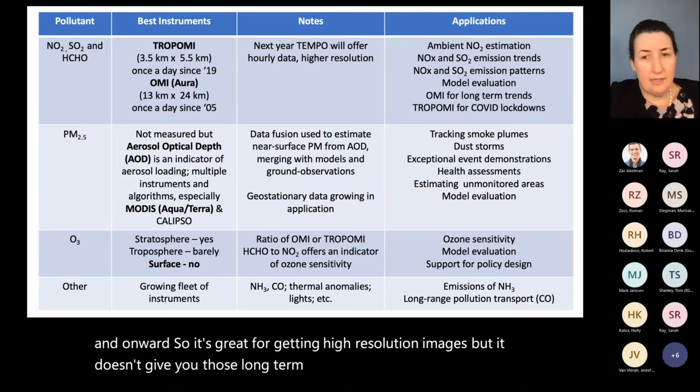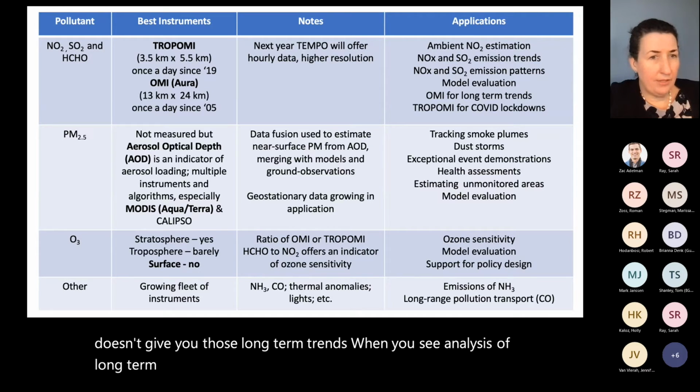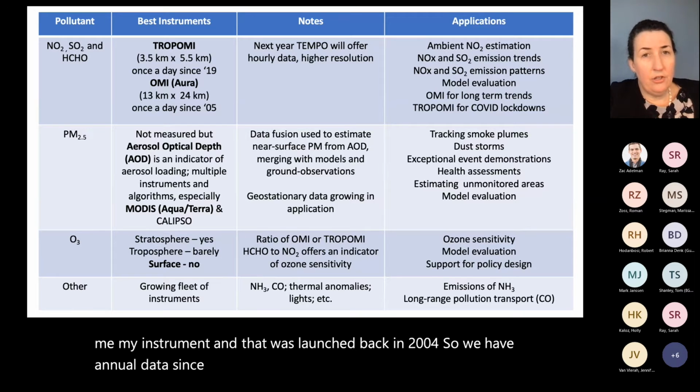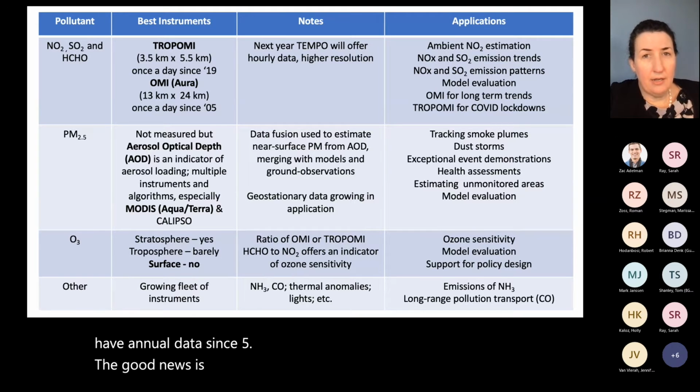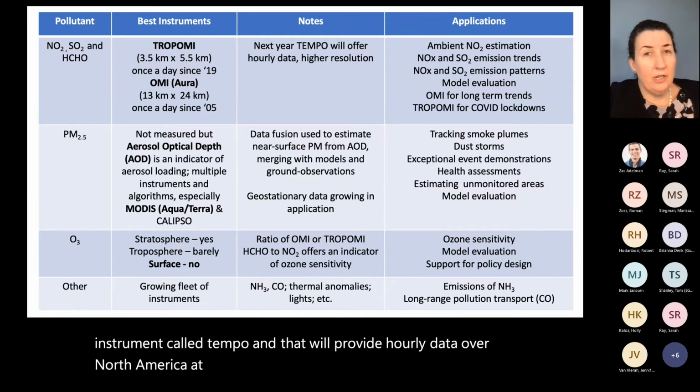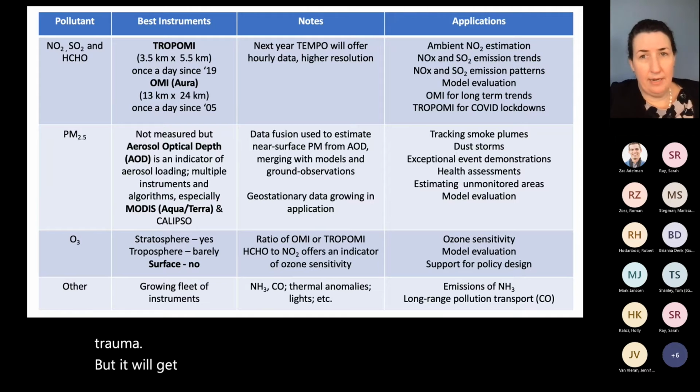When you see analyses of long-term trends in air pollution, that's usually coming from the OMI instrument, and that was launched back in 2004. So we have annual data since 2005. The good news is that next year, NASA will launch a new instrument called TEMPO, and that will provide hourly data over North America at a higher resolution. So the best available now is TROPOMI, but it will get even better next year.